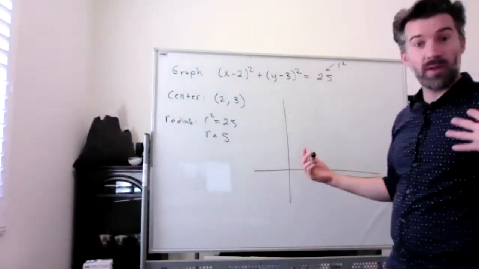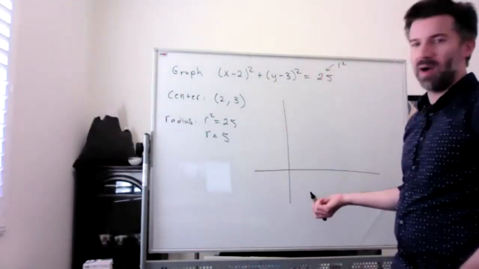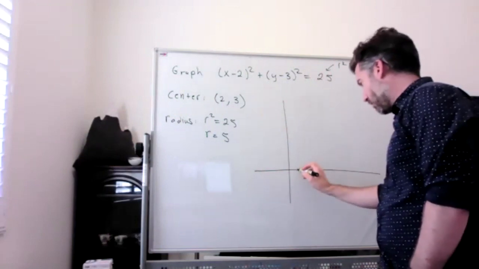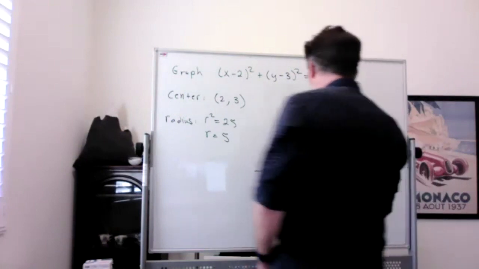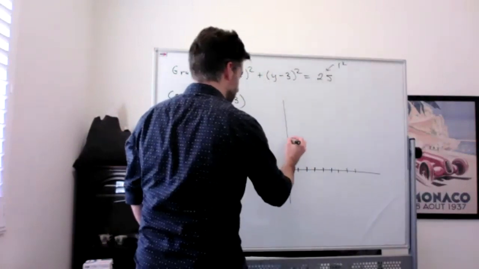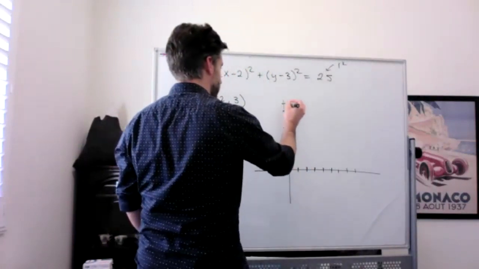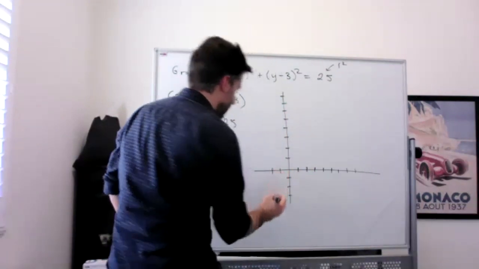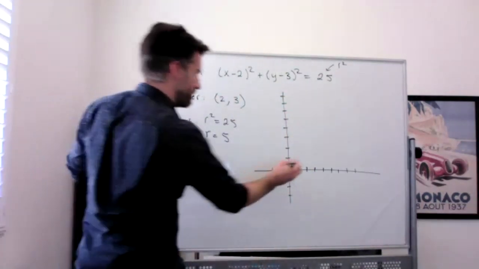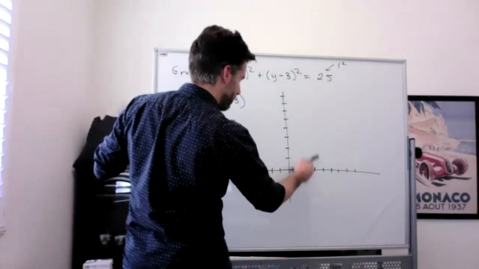So the way I'm going to graph this, I would probably actually draw some little marks. I don't usually like to draw these, but sometimes we need to draw them. So I'm going to plot the center, even though it's technically not a part of the circle. So it's 2, 3.